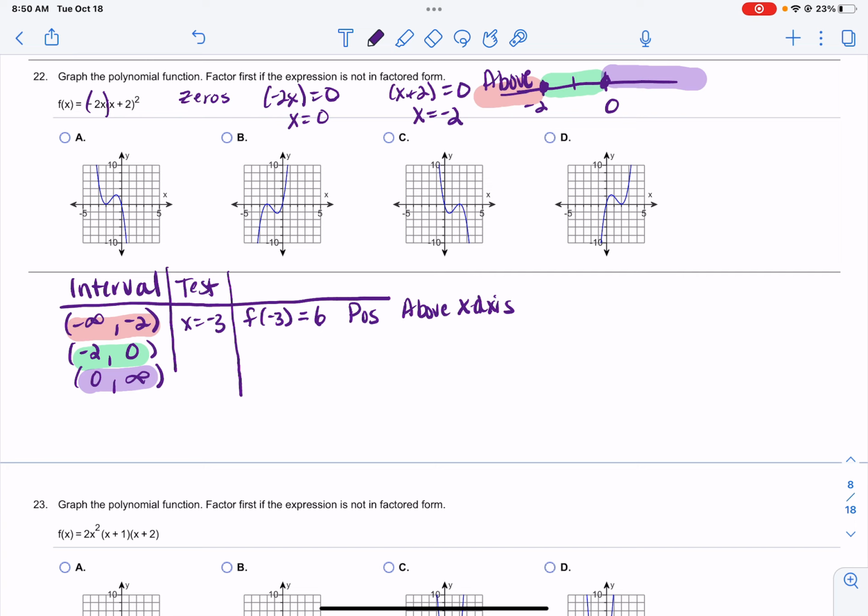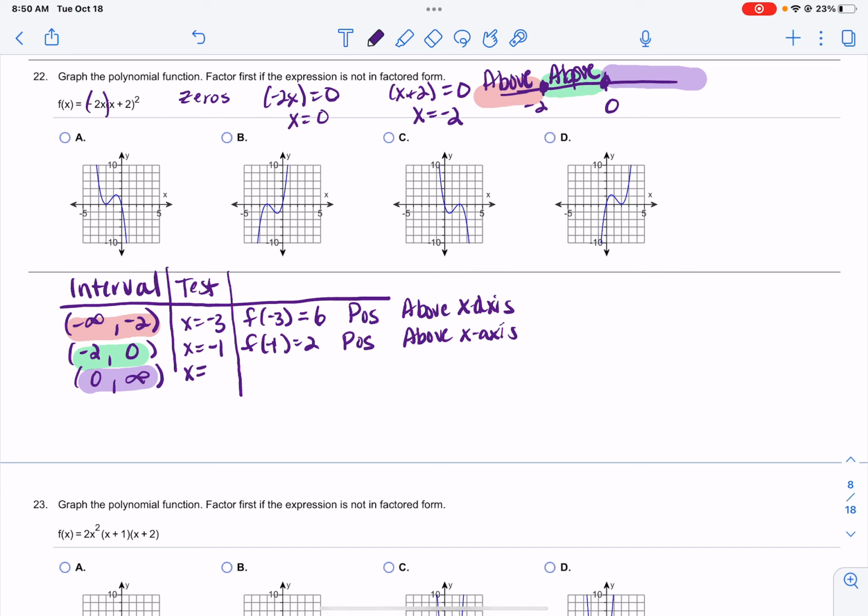Pick a test point in the next interval, some number between negative 2 and 0. I'm going to pick x equals negative 1, evaluate that test point, and I get f of negative 1 is 2. So that is a positive value. So that is going to be above the x-axis as well. Above. The y values are going to be above the x-axis in those two regions.